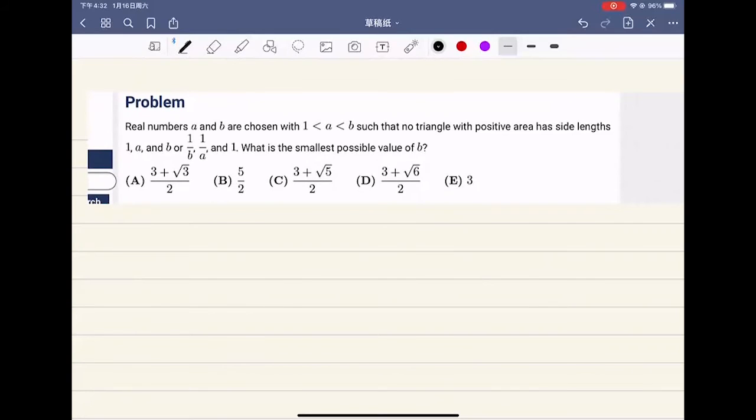Can I use calculator in the competition again? You can. I can? Okay, fine.